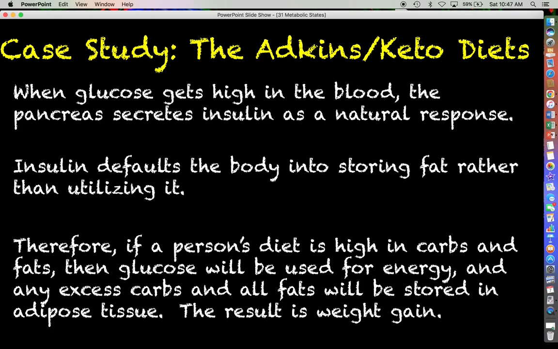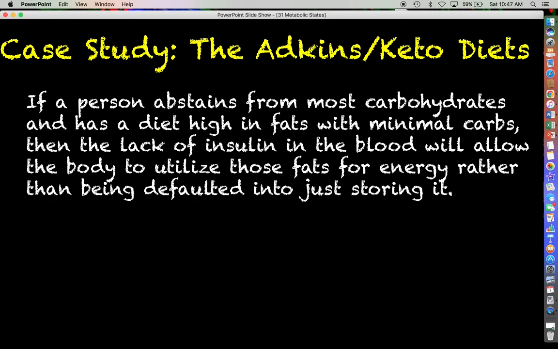So therefore, we can conclude that if a person's diet is high in both carbohydrates and fats, that person is going to be using the carbohydrates for energy, and then any excess carbohydrates and 100% of the fats that they're eating are going to be stored in that adipose tissue. So the result there is undesirable weight gain, especially around that midsection, right? Okay, so how would one of these diets work? I mentioned these diets prioritize very low intake of carbohydrates.